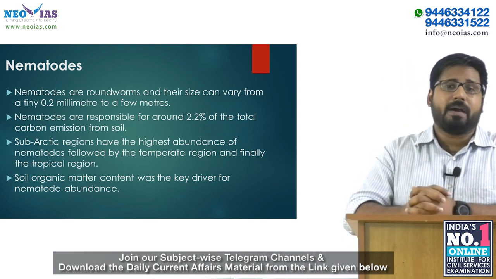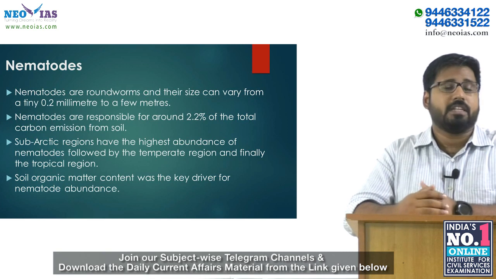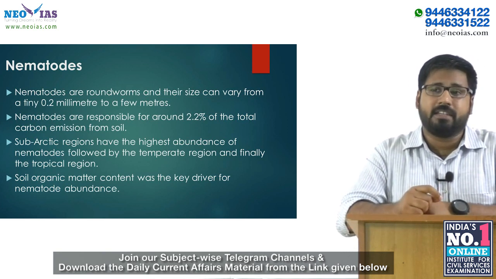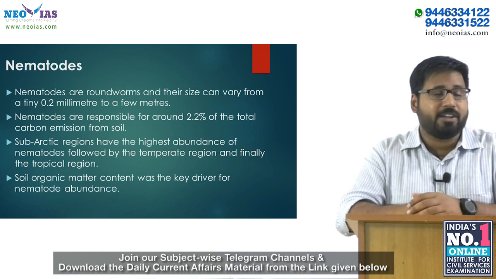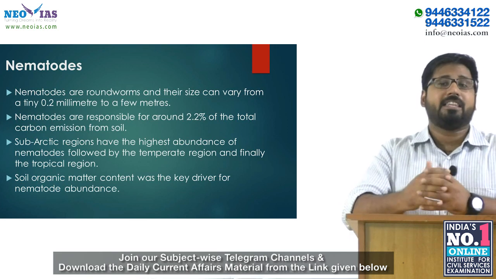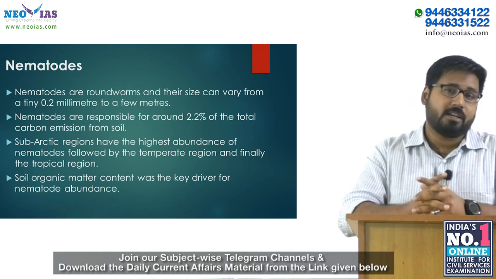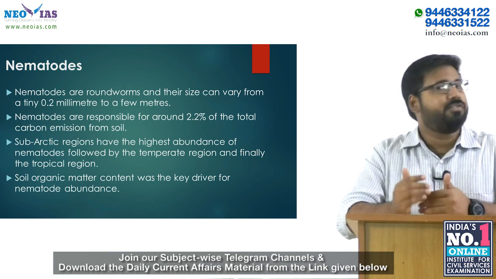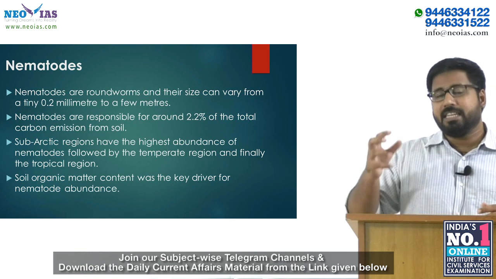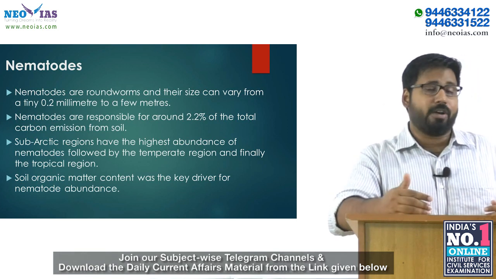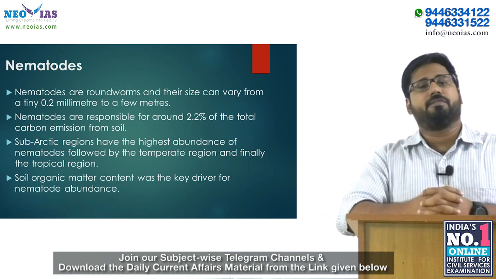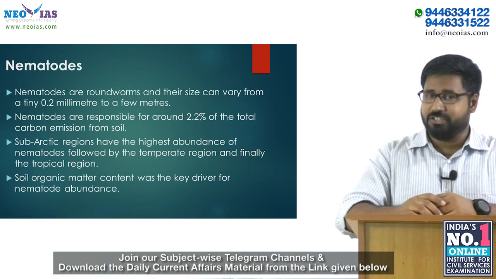The soil organic matter content was the key driver for nematode abundance. The low temperature and high moisture in the subarctic region reduce the decomposition rate of organic matter. Now this leads to accumulation of organic matter, and the nematodes happily thrive on it, because since the temperature is very low there, organic matter is not decomposed very quickly. Now the nematodes will have this organic matter as food, and they will thrive. So therefore we have a larger number of nematodes in the subarctic or arctic region.